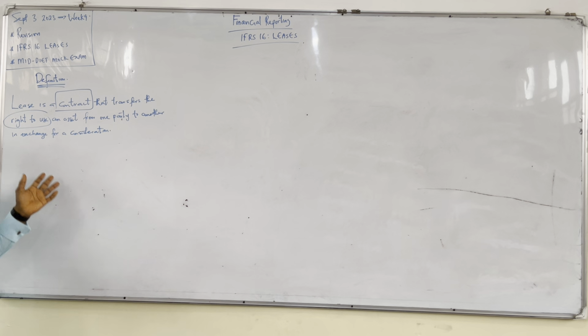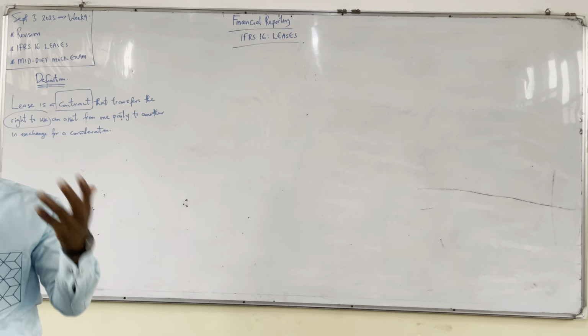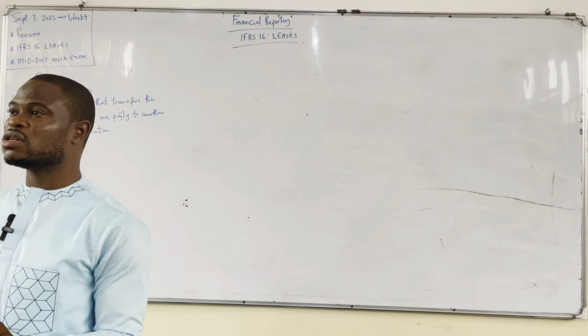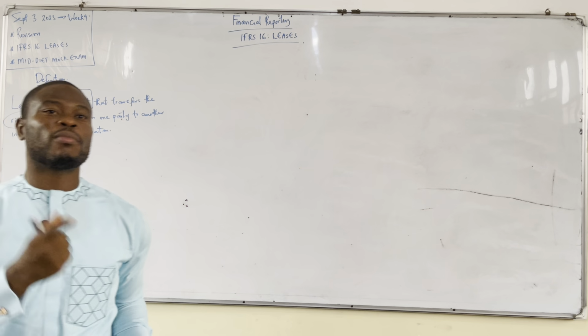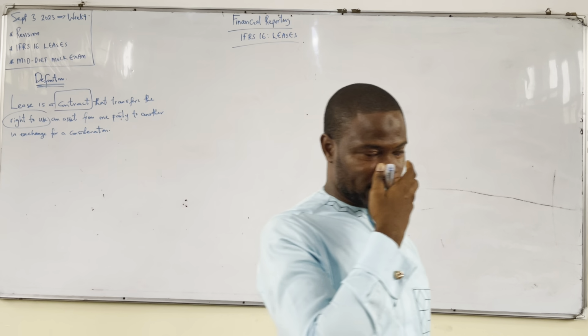Now, you can define it however you want to. What is important for us in IFRS 16 is that we should be able to identify a lease in a contract. That is, if we pick a contract and we look at the content of that contract, you need to know that this is a lease and this is not like a normal purchase arrangement. Let me give you two scenarios.